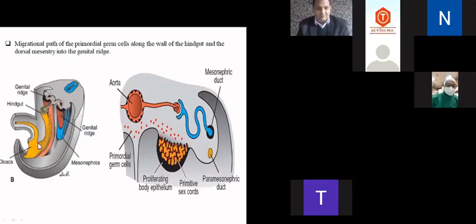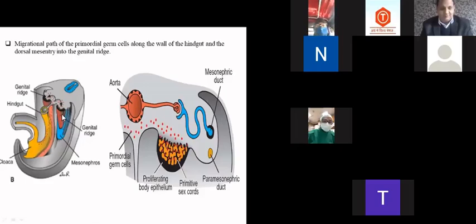This is the common cavity which was divided by the urorectal septum: the cloaca, the allantois, and here the posterior part of the hindgut, and this is the dorsal mesentery. Through this path, the primordial germ cells are going to migrate, and as we know, this is the genital ridge, and near to it is the mesonephros. So they'll reach the genital ridge and lead to the formation of the gonads.